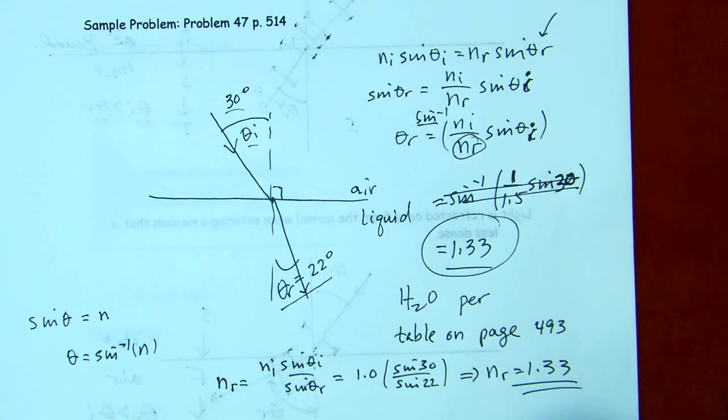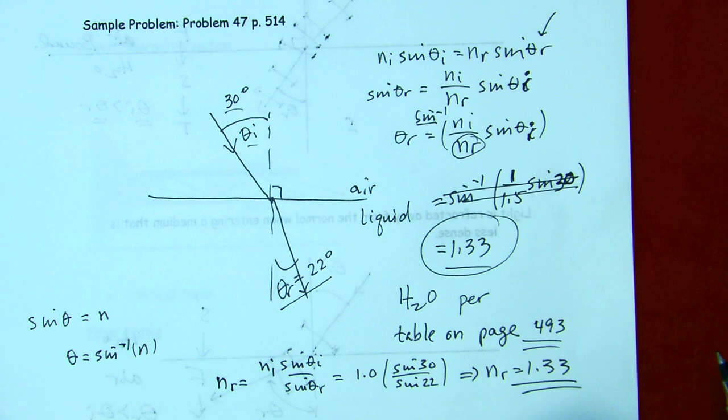Funny how you can screw things up when you know the answer. We look in our table and we say, whoa, what has an index of 1.33? Agua! And again, I can find that on page 493. So again, we are looking at water as the liquid.